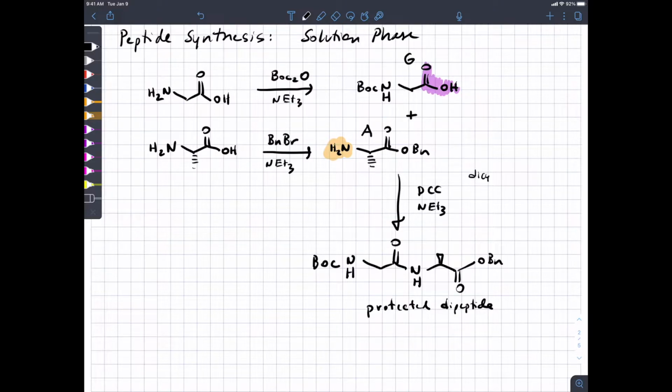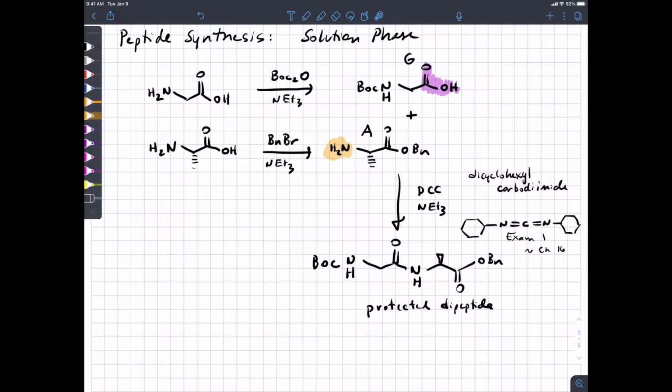DCC is dicyclohexylcarbodiimide. That doesn't help. So it's this reagent. And this probably doesn't help either. So you'll need to go back to the chapters in Exam 1. It may be chapter 16. Or look at the index or search your text for DCC.